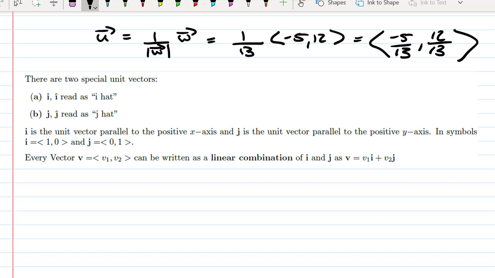So every vector v, which has components v1, v2, can be written as a linear combination of i and j, as v is equal to v1 i hat plus v2 j hat. Because this was the part that was parallel to the x-axis, that's the x component of the vector, and j is the y component of the vector. So it's just a different way to write vectors in a component form. Both of these have their uses, but the two notations mean the same thing.